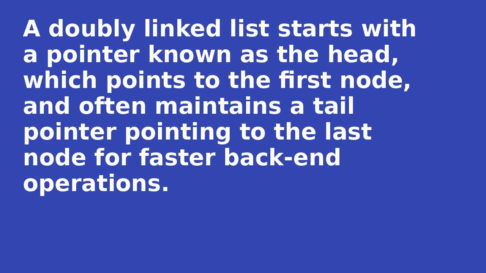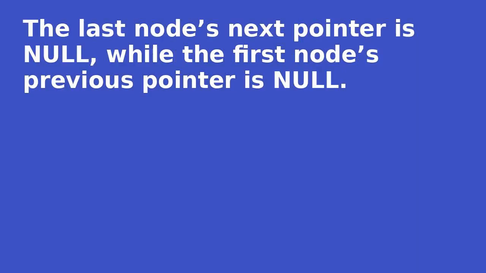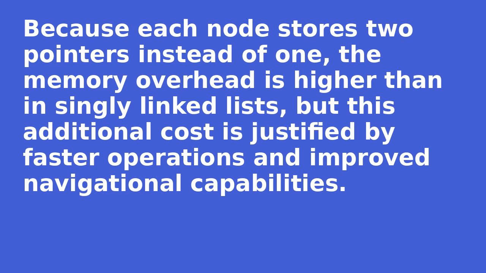A doubly linked list starts with a pointer known as the head, which points to the first node, and often maintains a tail pointer pointing to the last node for faster back-end operations. The last node's next pointer is null, while the first node's previous pointer is null, because each node stores two pointers instead of one. The memory overhead is higher than in singly linked lists, but this additional cost is justified by faster operations and improved navigational capabilities.